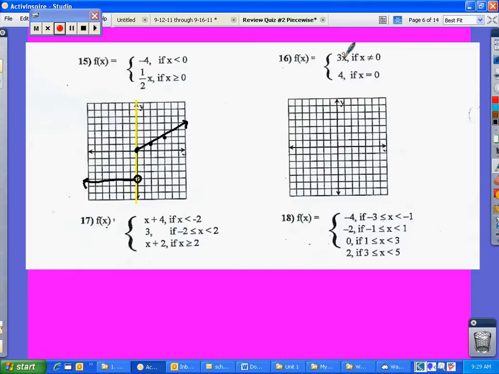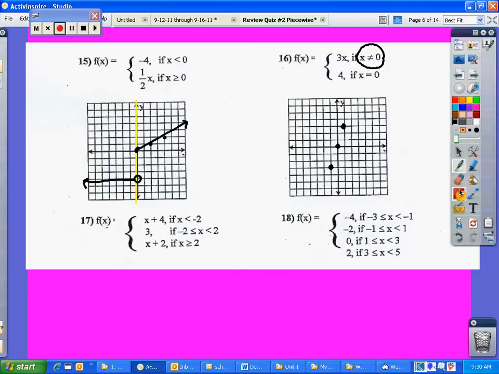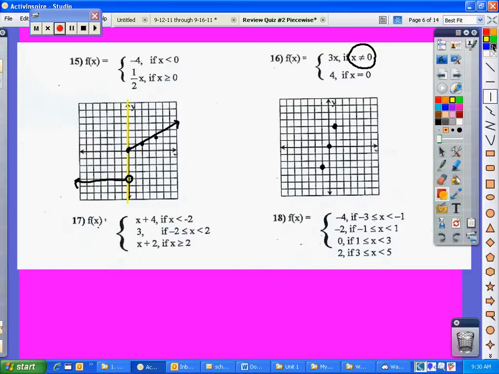When 3x, it's going to be the equation of 3x except at what value? 0. So I'm going to include all values except 0. So I'm going to graph the equation 3x, which means my y-intercept is 0. I go up 3 over 1, or down 3 over 1, and then draw my line. My line's going to look something like this. Okay?